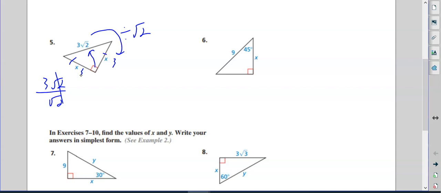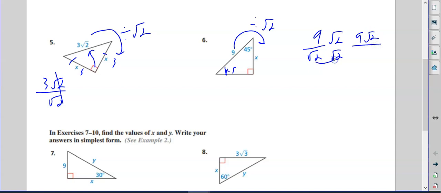All right, number 6, you know you have a 45, 45, 90. We're going to go this way, which means divide by radical 2. Now in this one, there's nothing to cancel, so we have to rationalize. So we have to do that radical 2 over radical 2. And then on the top, we simply get 9 radical 2. On the bottom, that just becomes 2, square root of 4. The 9 and the 2 don't cancel, so this is simply 9 radical 2 over 2. You could also write it 9 halves radical 2. Either one, those are the same thing.